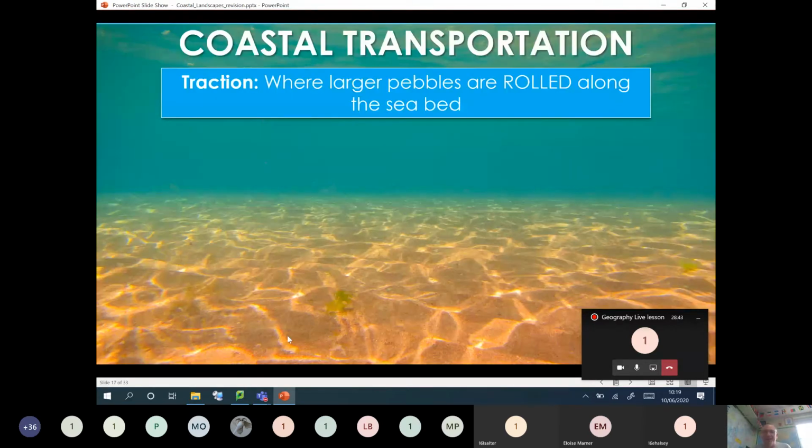To start with, we've got traction. Don't worry too much. I'm going to give you another diagram to write things down, and I'm just going to talk through them. So traction is where large pebbles or large rocks are rolled along the seabed.